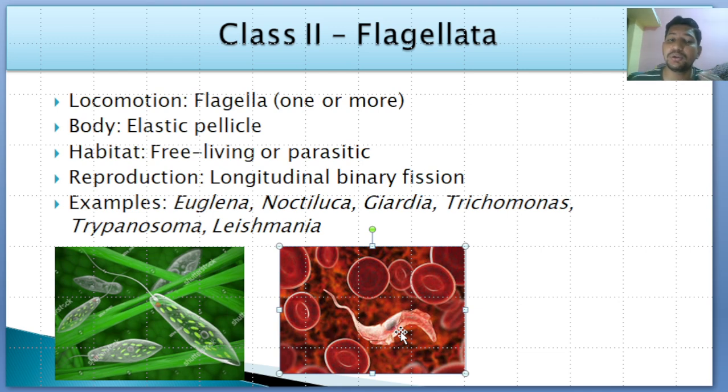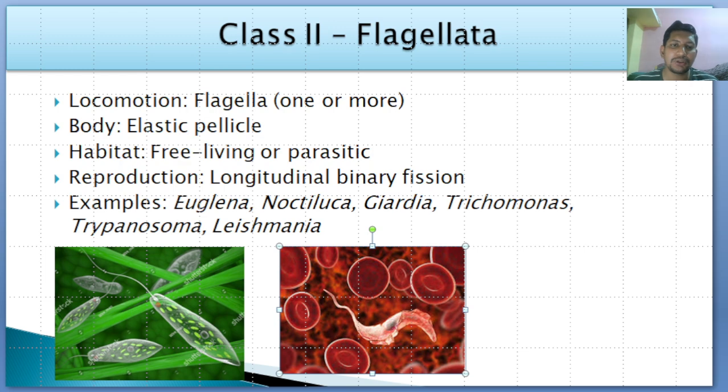So that is Trypanosoma. The diagram in red color is Trypanosoma, and the green one is Euglena. Okay, next, reproduction. The unique type of reproduction in case of Flagellata is longitudinal binary fission. So longitudinal binary fission takes place in case of Flagellata.